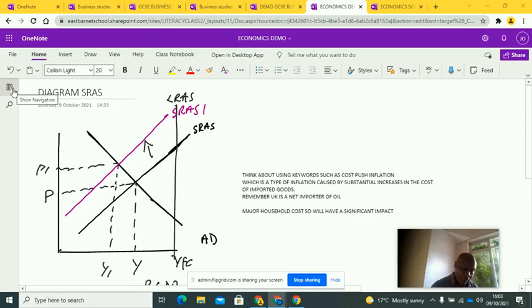Remember, the original negative output gap was the distance between potential, which is YFE, and the actual, which initially was Y, and now it's actually increased to Y1. So the negative output gap is quite a lot. If you're going to think about a macroeconomic objective, there are so many you can think about, but think about things like economic growth.